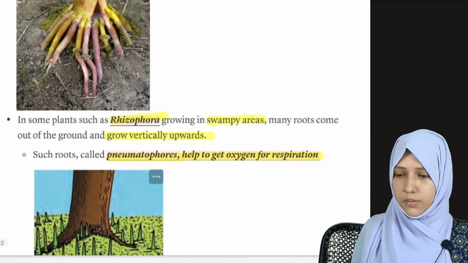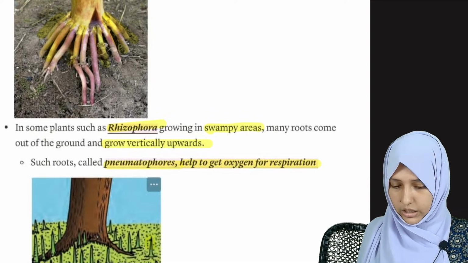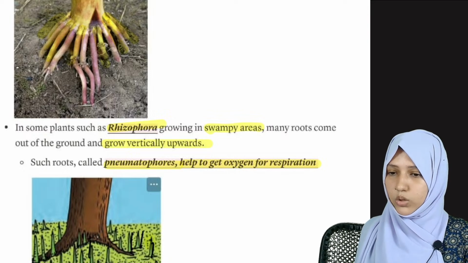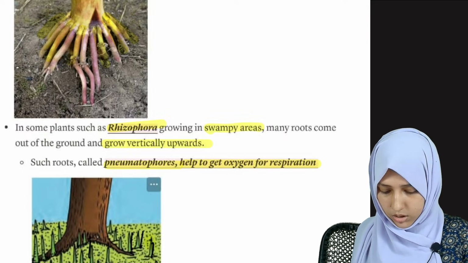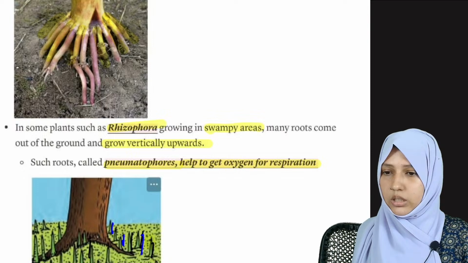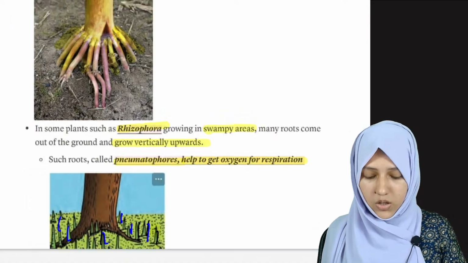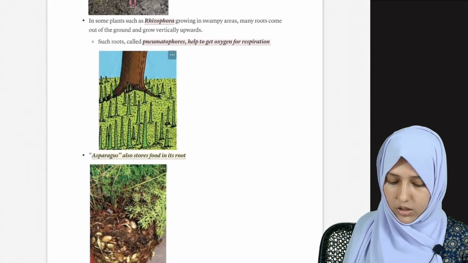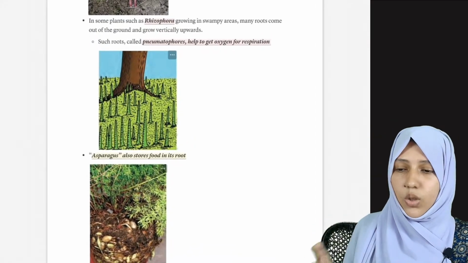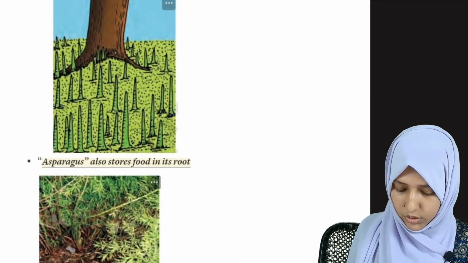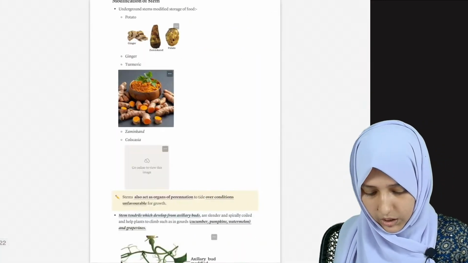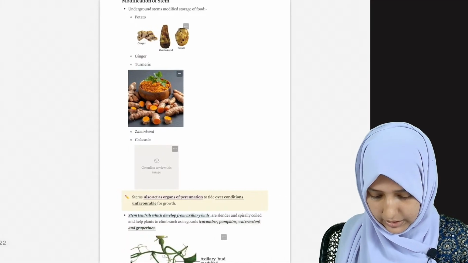Just see the picture. The roots are growing vertically upwards. Clear? Okay. And at last, asparagus is also storing food. Asparagus also stores food in its root. Clear? Now coming into modification of stem.